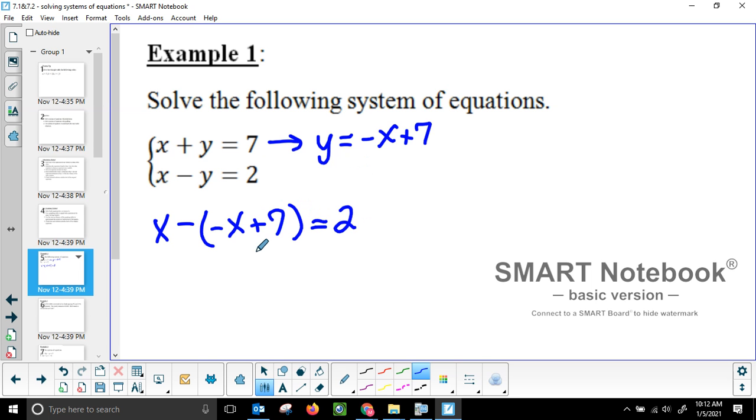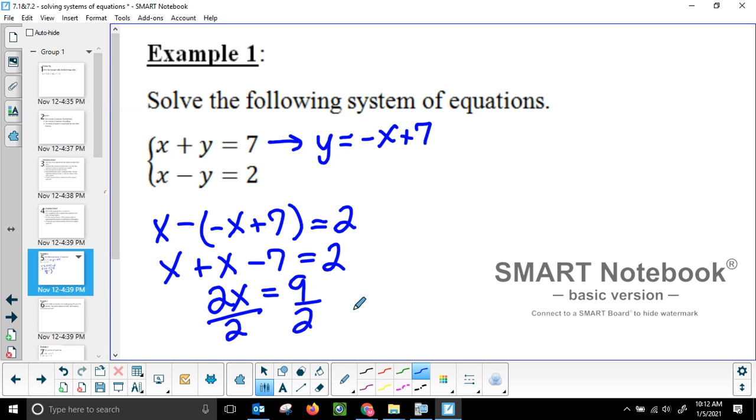All right, do be mindful that when you substitute things in, especially when you have more than one term, you definitely want to put it in parentheses. All right, so here we're going to need to distribute that negative. All right, so we will get x plus x minus 7 is equal to 2. All right, so x plus x is 2x. I can add 7 to both sides to get 9. All right, we can divide both sides by 2, of course. All right, so we know that x is equal to 9/2.